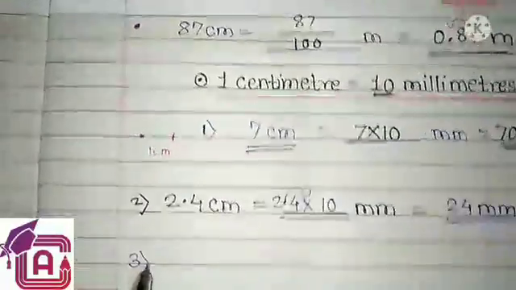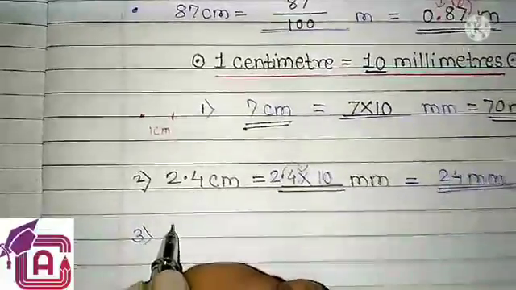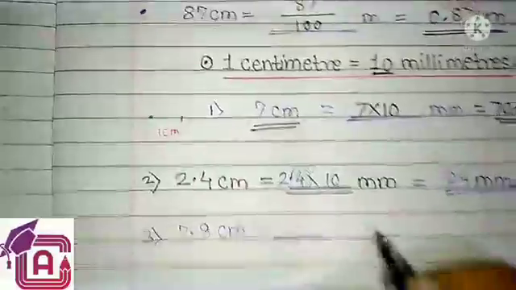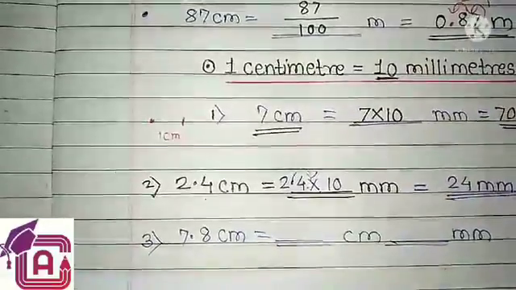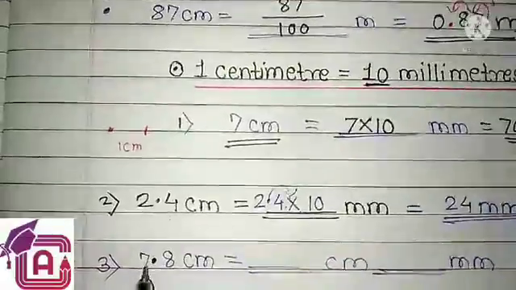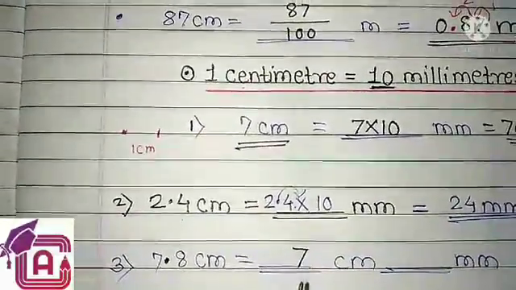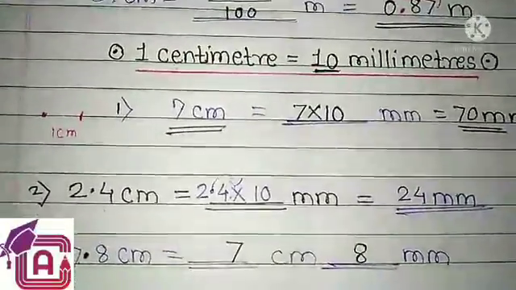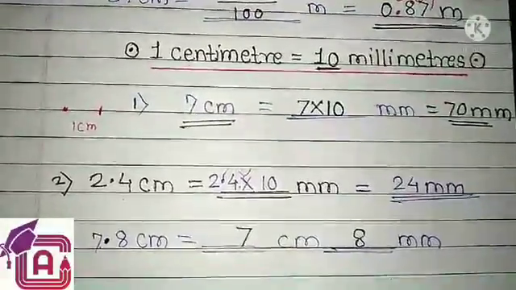Look at the third example. If the distance is like this, 7.8 centimeter, we have to identify how many centimeters and how many millimeters are present. So how do we identify? Yes, the left side of the decimal number is in centimeter, the bigger unit, and towards the right side of the decimal point, the number is in the smaller unit, that is millimeter. 7 centimeter and 8 millimeter. Look at the fourth example.